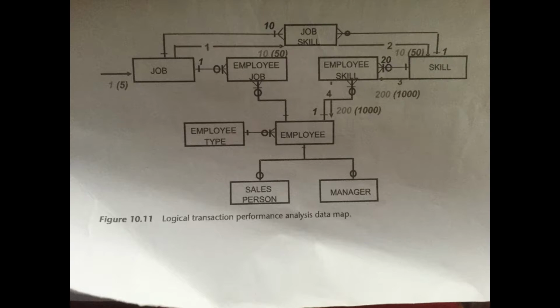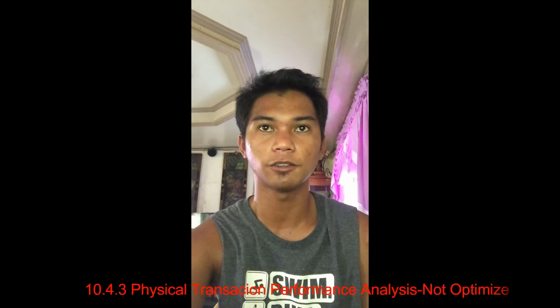The fourth column is headed association frequency of occurrence and shows the association frequency as 1. For access to a single job, the fifth column shows that this single job query requires a number of logical references, also of number 1. The sixth column shows the total references per hour to the data map is 5 and 6. Physical transactions performance analysis, not optimized.